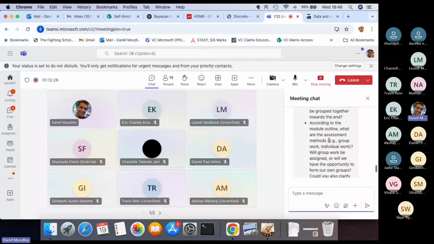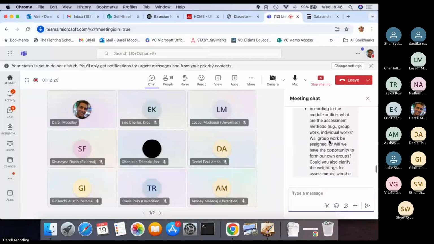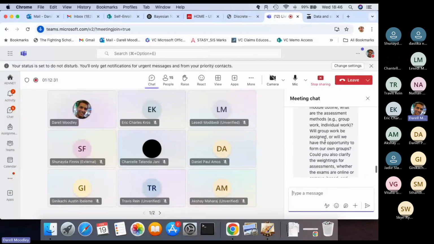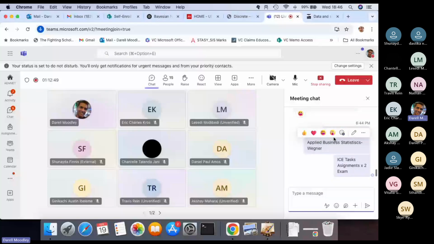What are the assessment methods? There aren't any group work that I know of. It's individual work. Remember, you have your assessments: you have your ICE tasks, you have your assignments, there's 2 of them, and then you have your exam. None of them is group work. Those are your assessments.